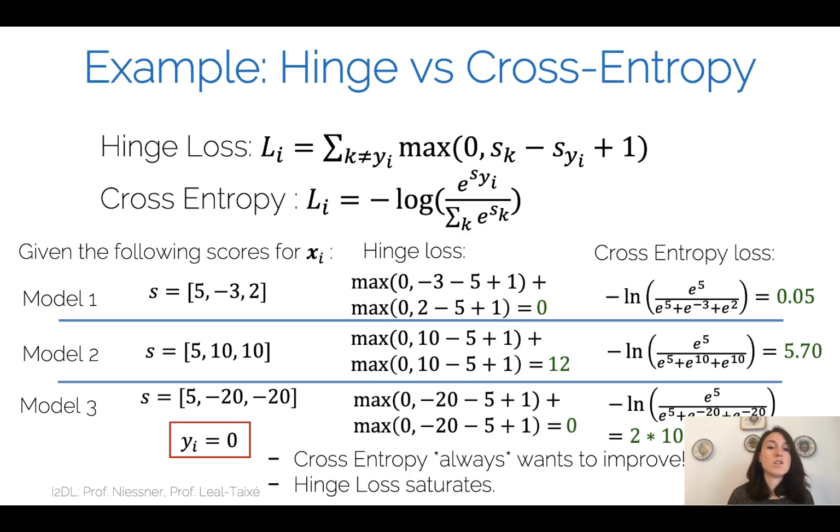We then moved to the definition of a Hinge loss, which is derived from a multi-class SVM formulation, and we saw the differences between the Hinge loss and the Cross-Entropy loss. Essentially, the Cross-Entropy loss always wants to improve, so the loss never gets to 0, while the Hinge loss actually saturates. This means that at some point, once the correct score is high enough, therefore the network is really sure about the correct classification, the Hinge loss will give a loss of 0, which means do not optimize further for that particular input.